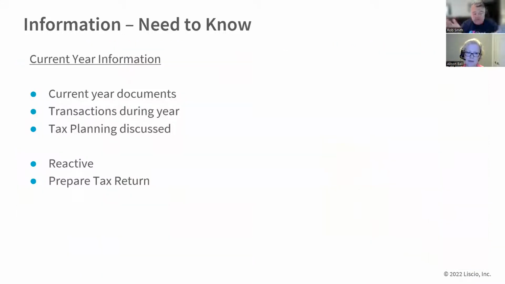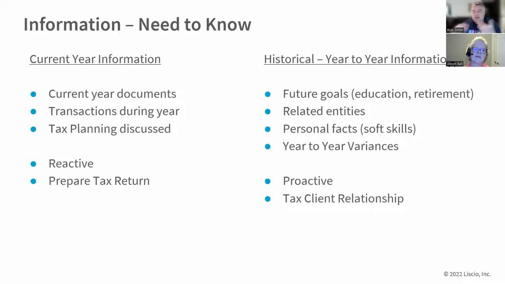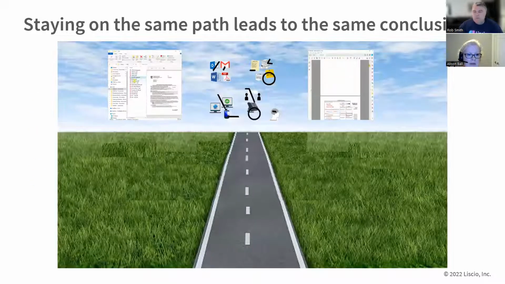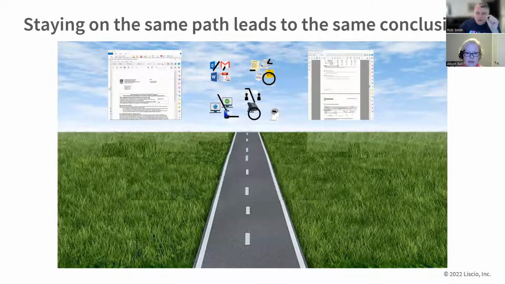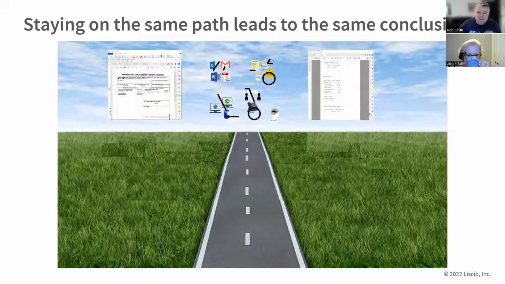Well, there's two pieces of information, and you really need to think about information as it comes in the door. Is it current year information or is it historical information? We have to treat these separately. So when it comes in the door, is this information that I need to get this tax year done, or is it information that I'm going to need year over year? We're going to think about the information as it comes in the door and mentally label it, because that is going to be important for where we end up putting it.